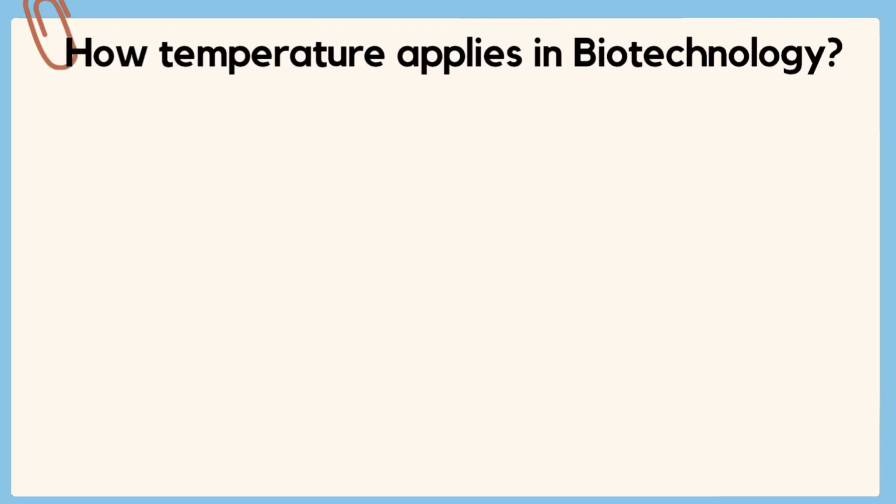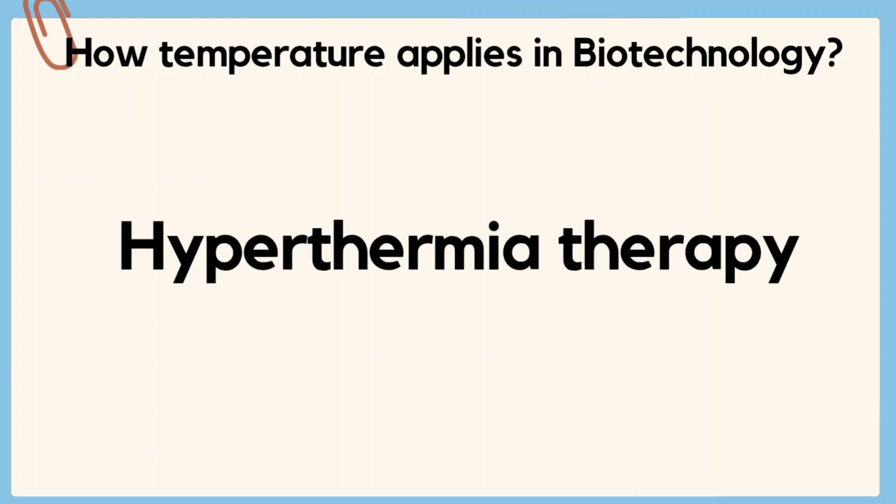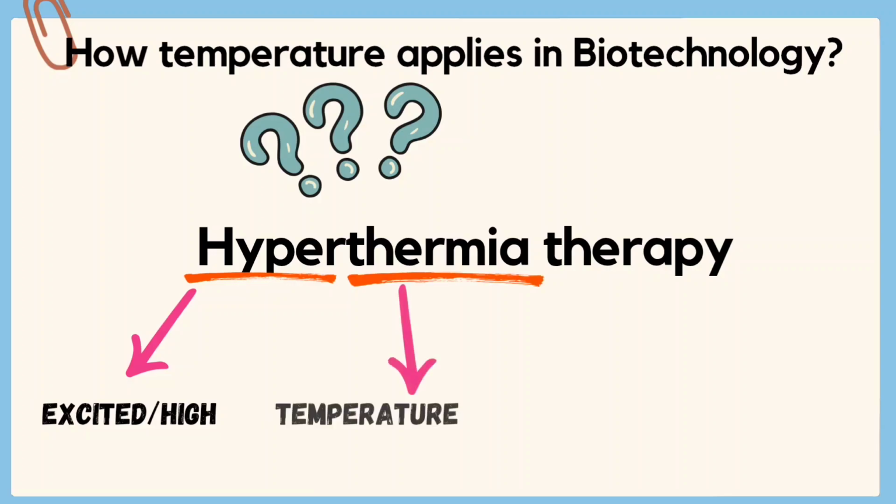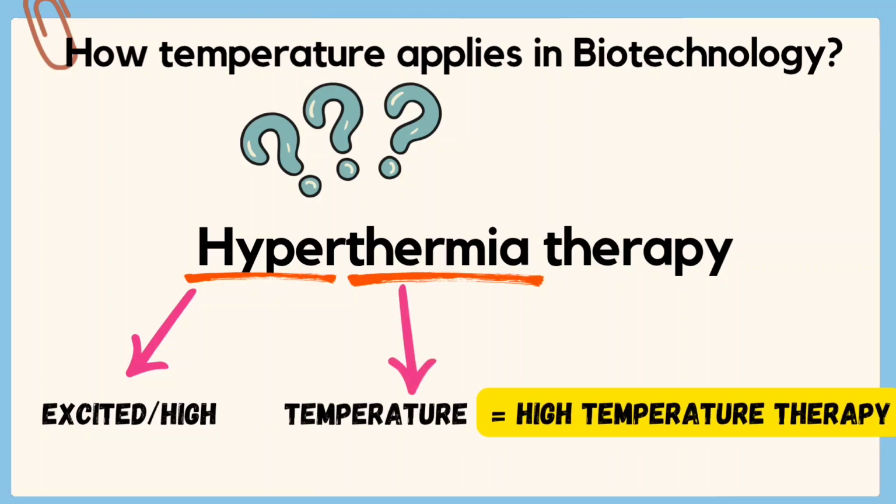The last part is about thermal physics. The subtopic they chose is temperature and thermometer. So, how does temperature apply in biotechnology? One of the applications is hyperthermia therapy. What does hyperthermia mean? Hyper means excited or high, while thermia means temperature. So the complete meaning of hyperthermia therapy is high temperature therapy.